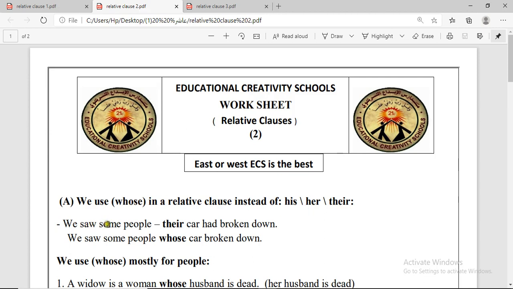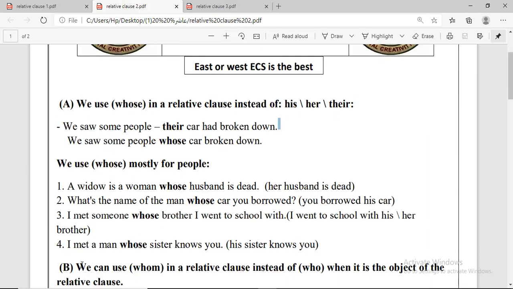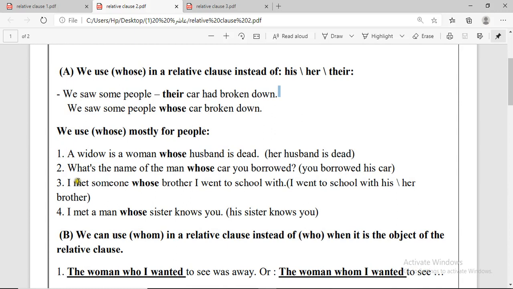We saw some people, their car had broken down. If we want to rewrite it, we saw some people whose car broke down. Instead of their, we use whose. So we use whose mostly for people.